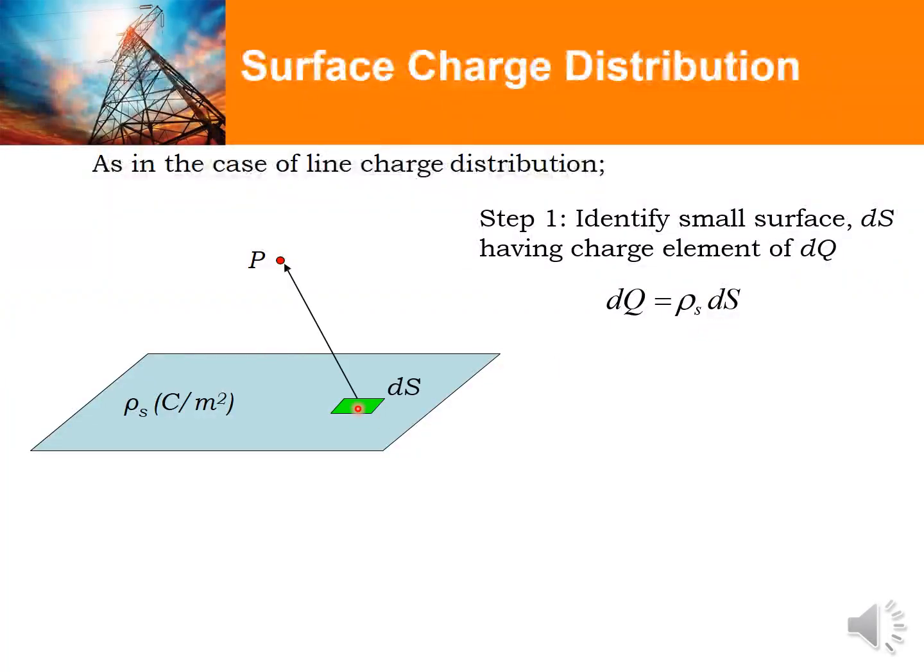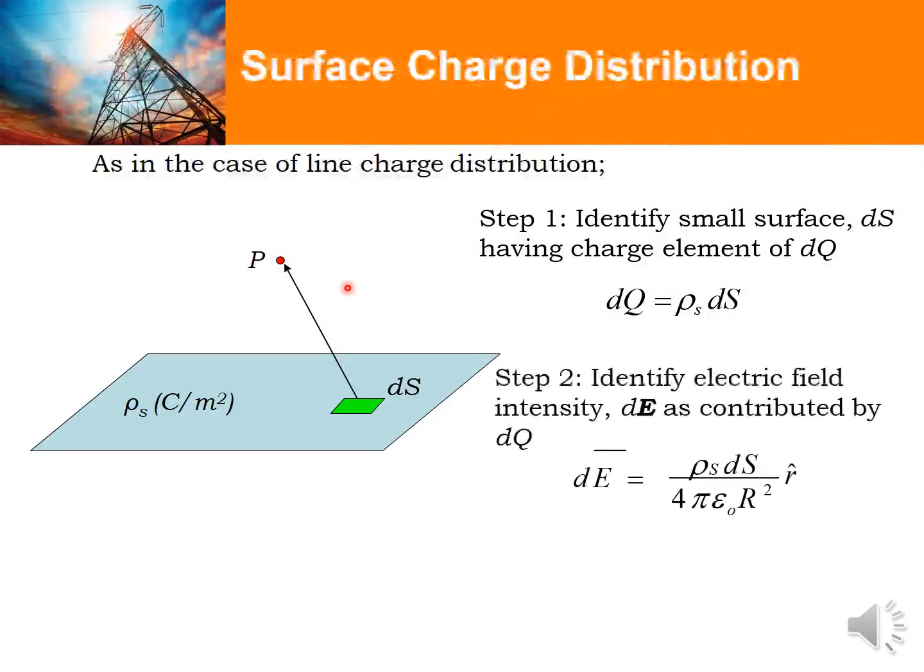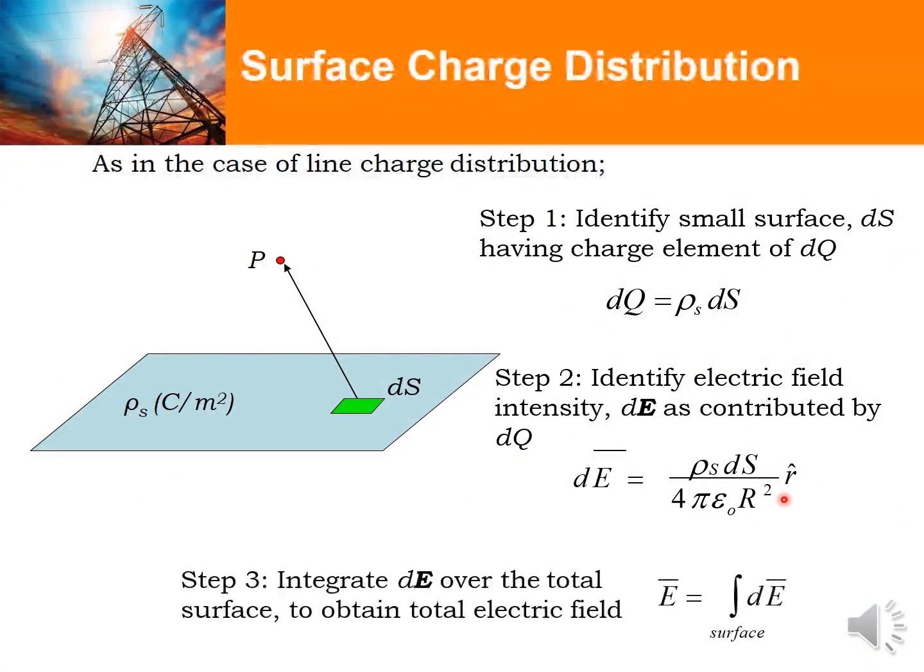And this charge element will be the source of electric field at point P. Next step, we are going to define the differential element electric field as dE equivalent to rho_s dS divided by 4 pi epsilon naught r squared in the r unit vector direction.